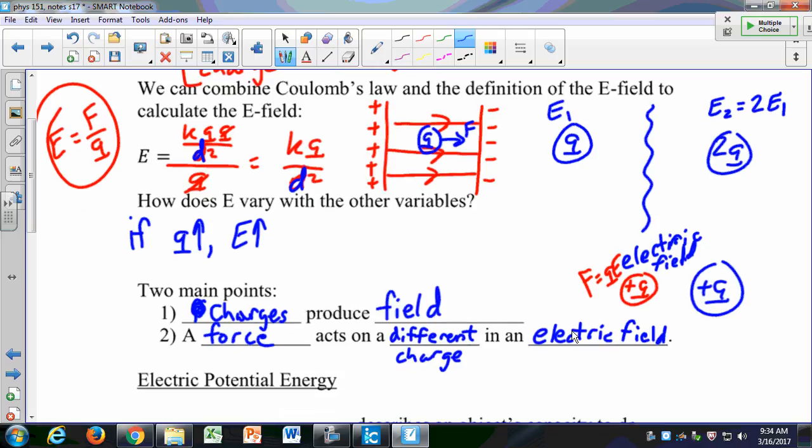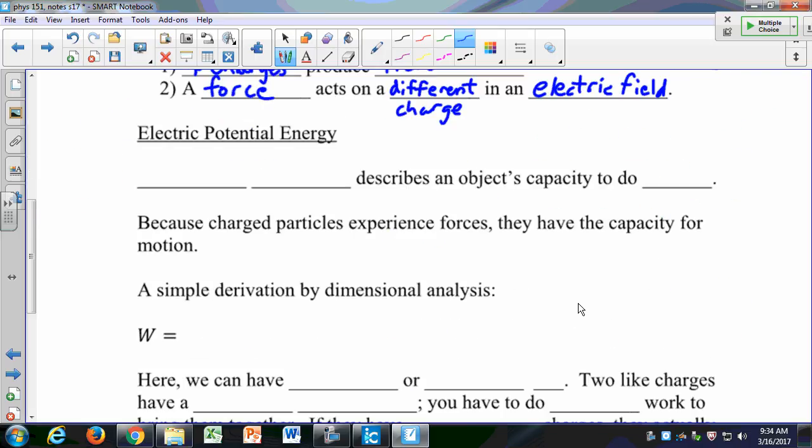All right, let's look at electric potential energy. So far we have forces, we have fields, and now we're going to look at electric potential energy. Potential energy describes an object's capacity to do work, just like what we had in chapter 2, I think, or 3 maybe.